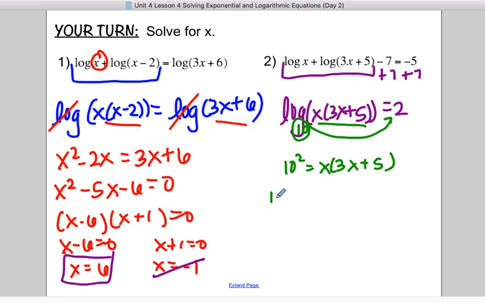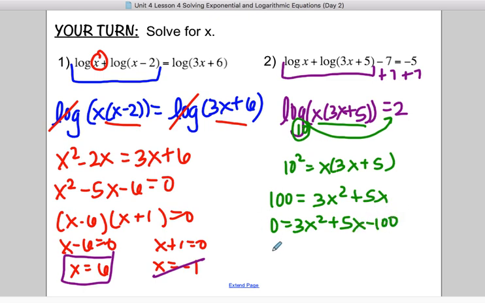So I would distribute, so I have 100 equals 3x squared plus 5x. And then I see it's a quadratic. So I got to get everybody to one side. And now I'm going to go ahead and factor. It's been a while since we factored these. So we know the front is going to have a 3x and an x because we have to multiply to 3x squared. And then our options for 100.